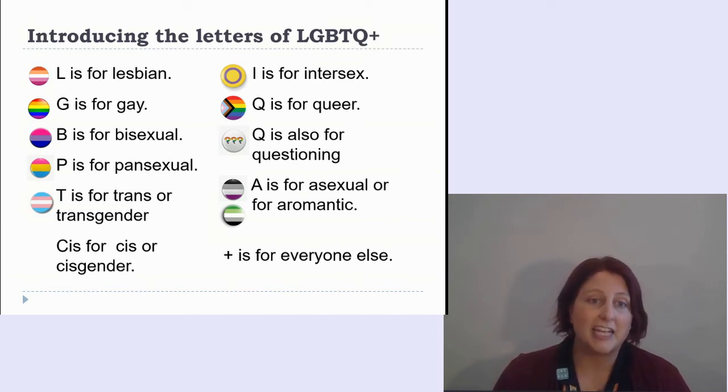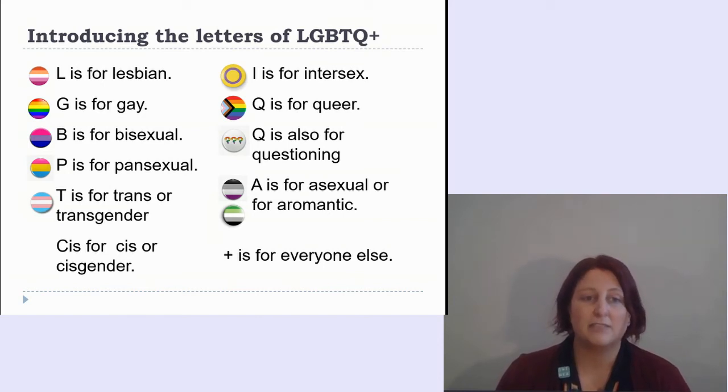A is for asexual or for aromantic. Someone who is asexual is not interested in sex. They may or may not be interested in romance. Someone who is aromantic is not interested in a romantic relationship, but they may be still interested in sex and in friendships.